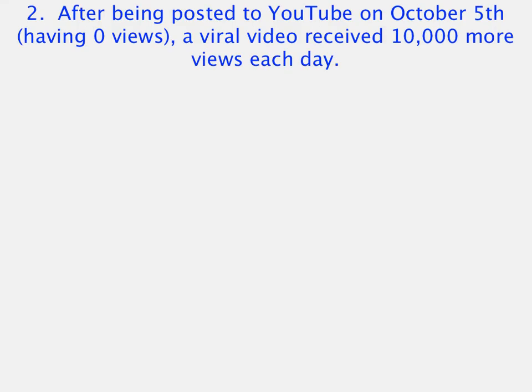Alright, let's do another example. After being posted to YouTube on October 5th, having 0 views of course, a viral video received 10,000 more views each day. First things first, let's find our independent and dependent quantities.